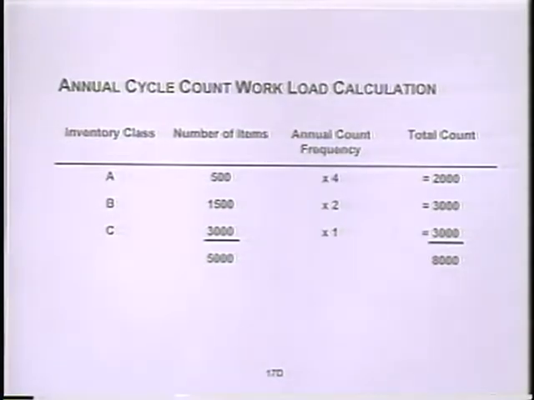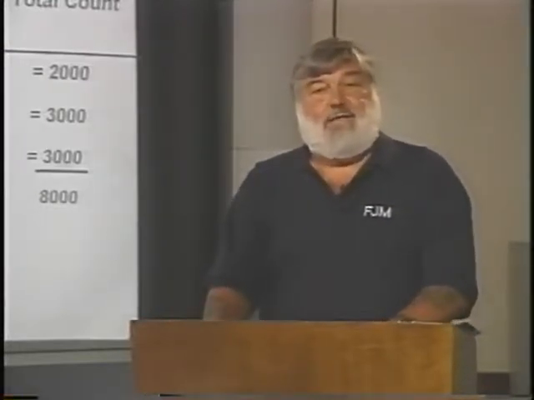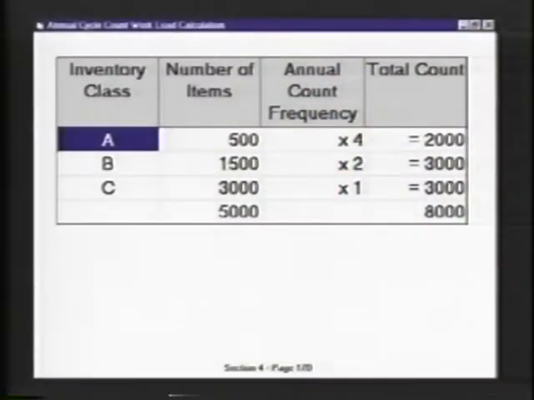Now remember, those items are not on hand all the time. So if I add up the number of items, the second column from the left, we have 5,000 part numbers. And if I look at the right-hand column, that illustrates that we have a projected maximum count of 8,000 items. On page number 17D, we reviewed the process to determine the total number of cycle counts for a specific exhibit.